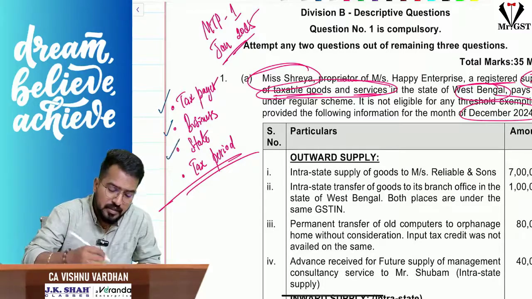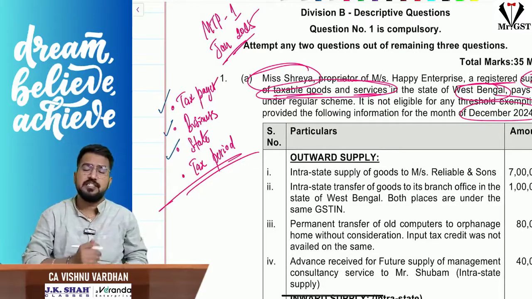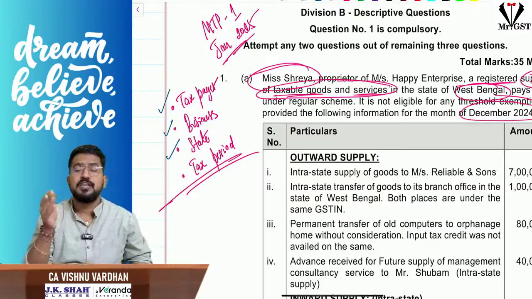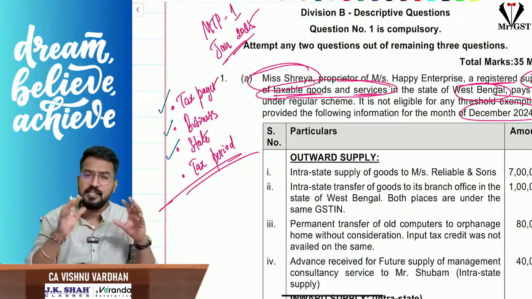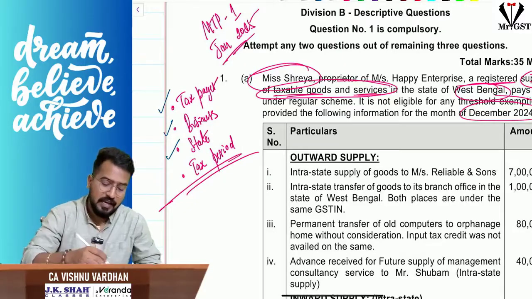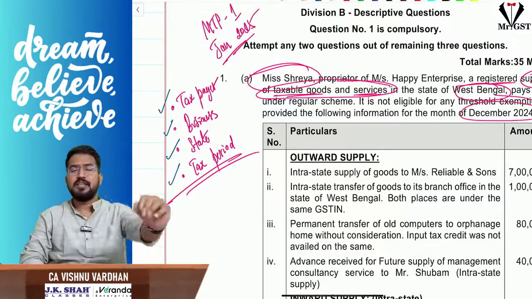And next, of course, you should see which state this person belongs to, because to categorize the supplies as intrastate and interstate, the state is very important. And finally, the tax period. Why is the tax period relevant for us?